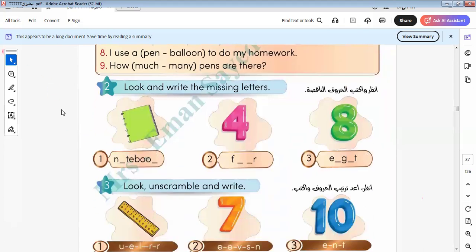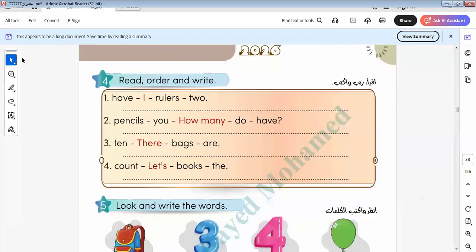Here we say notebook. Here we have 4. Here we have subject plus verb plus object. Subject plus verb plus object. Let's do it together: subject, verb, object.